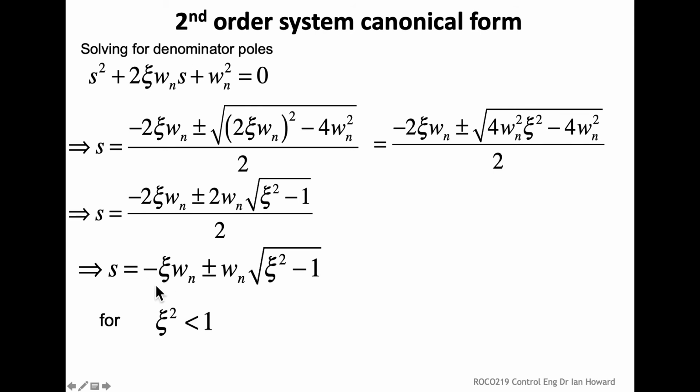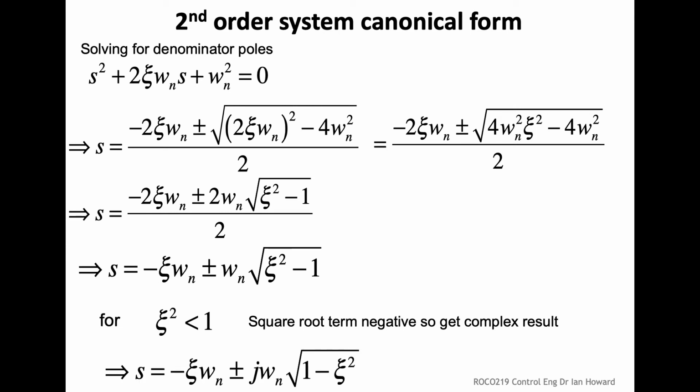So s equals minus zeta omega n plus or minus omega n times the square root of zeta squared minus 1. And if zeta squared minus 1 is less than 0, obviously we're going to get a complex result overall, in which case we can flip the order of the terms in the square root, and instead we put a j in front of the solution because it's going to be an imaginary component.